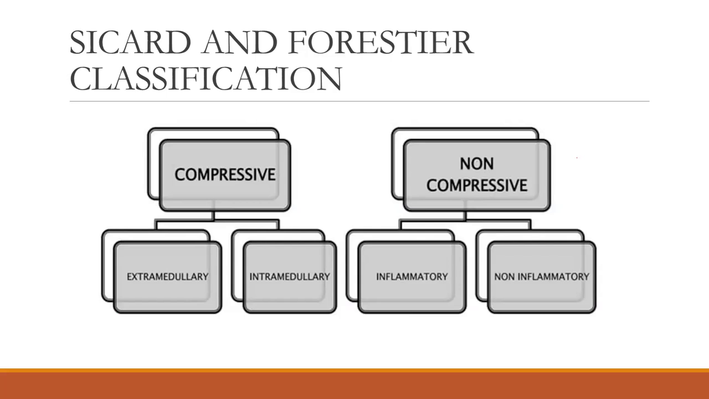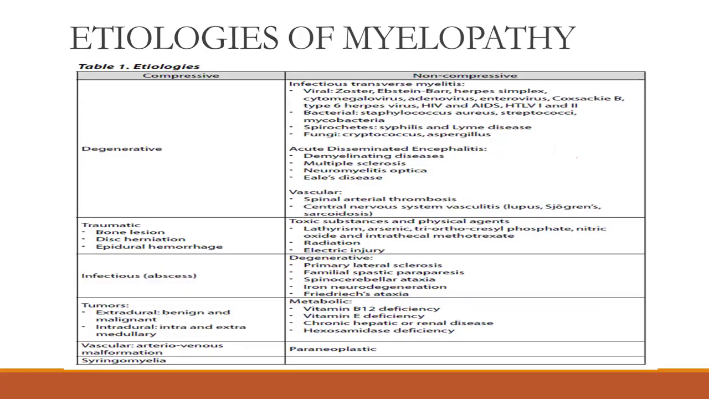So coming to basic classification, how they classified initially was, if there was a subarachnoid or a subdural space compression, they called it compressive myelopathy, and if there was not, it was called non-compressive myelopathy. So coming to etiologies of myelopathies, we have again compressive and non-compressive. We'll majorly concentrate on the non-compressive part of it.